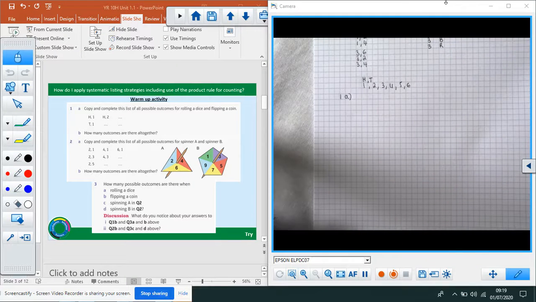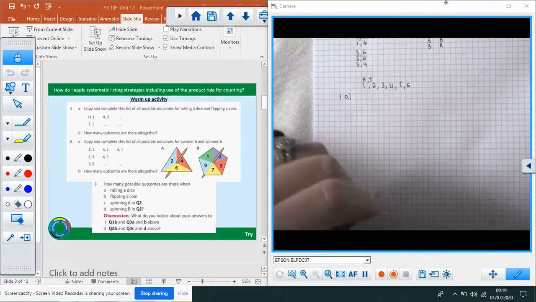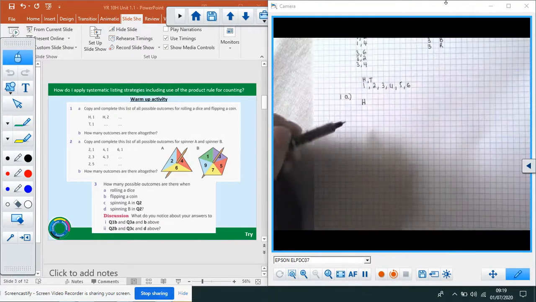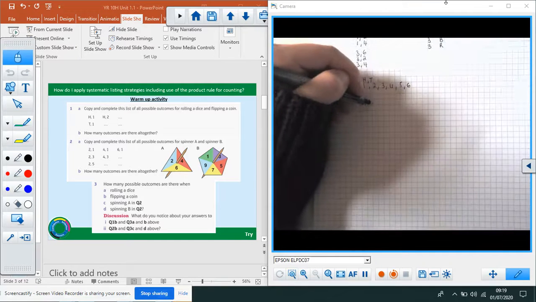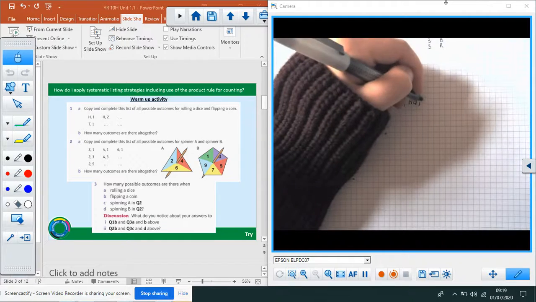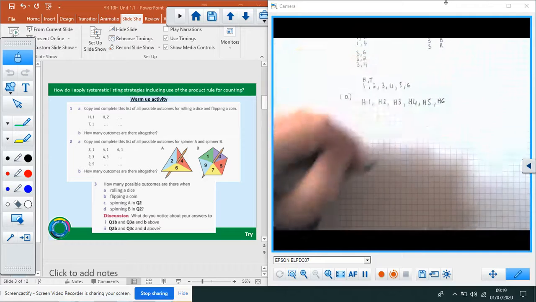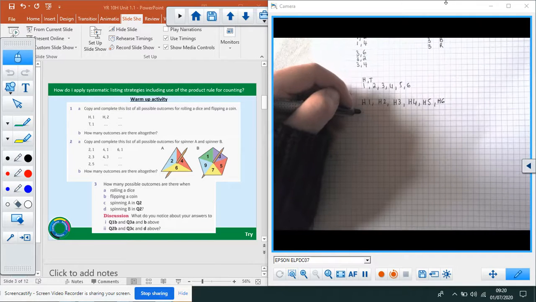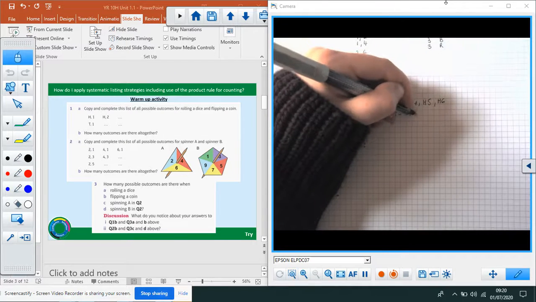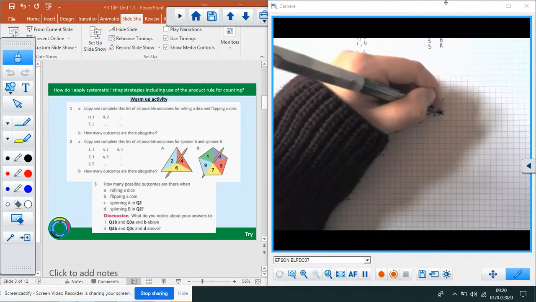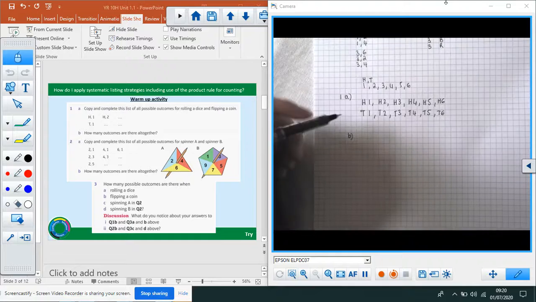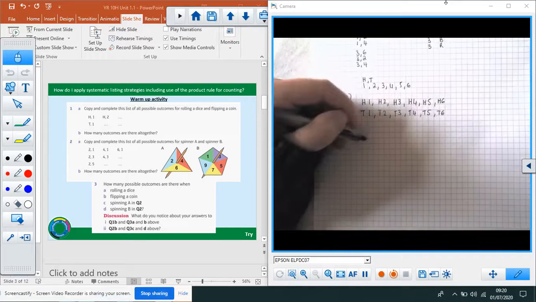So it wants us now to write all the possible outcomes of rolling a dice and flipping a coin. So I'm either going to get heads and any one of those numbers. It's either going to be a heads and 1, heads and 2, heads and 3, heads and 4, heads and 5, heads and 6, or I'm going to get tails in all of those numbers. Okay, so tails and 1, tails 2, tails 3, tails 4, tails 5, and tails 6. Okay, then part B said how many outcomes altogether? Well, there's 6 and 6, so there's 12 outcomes.